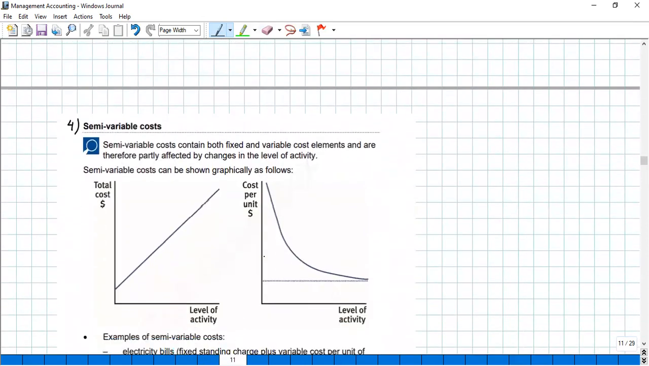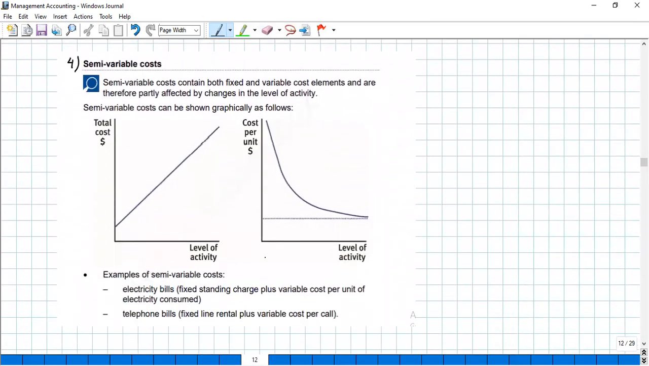Now, last cost by behavior is semi-variable cost. The name clearly suggests that it has a portion of the variable. It shows a few characteristics of the variable cost. So a cost that shows some characteristics of variable cost and some characteristics of fixed cost will be known as semi-variable cost.